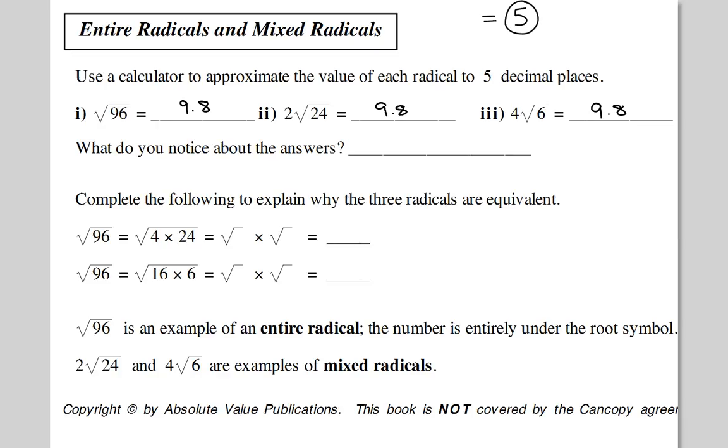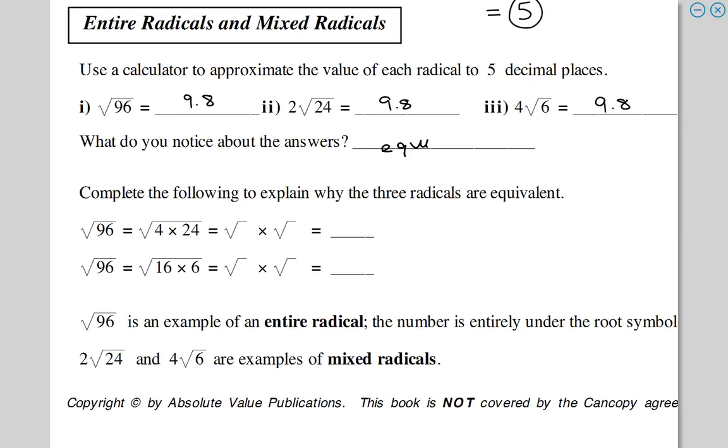What do you notice about these answers? All the same. They all are equivalent. So that means this, and this, and this. They're all equal. They just look different. That's what math is all about sometimes. Okay, these two things are equal, but they look different. Okay, so why? Complete the following.